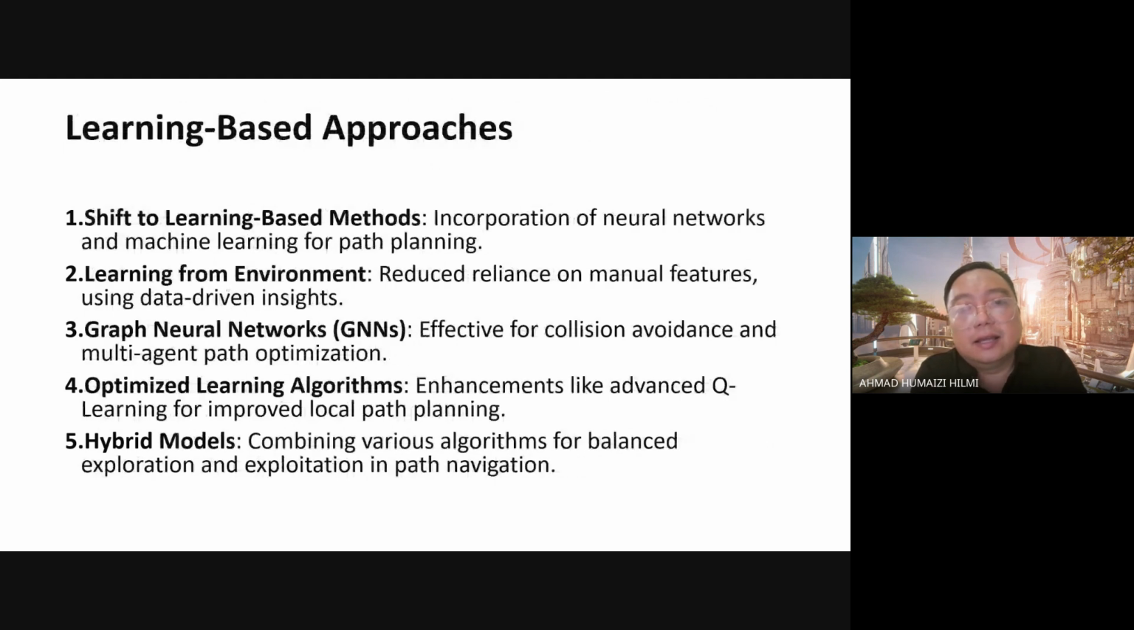Okay, and the last slide is about the learning-based approach. Shift to learning-based methods: incorporation of neural networks and machine learning for path planning, learning for the environment, reducing reliance on manual features by using data-driven insight. Graph neural networks are effective for collision avoidance, along with optimized learning algorithms and hybrid models, everything. Okay, that's all for the slides tonight.